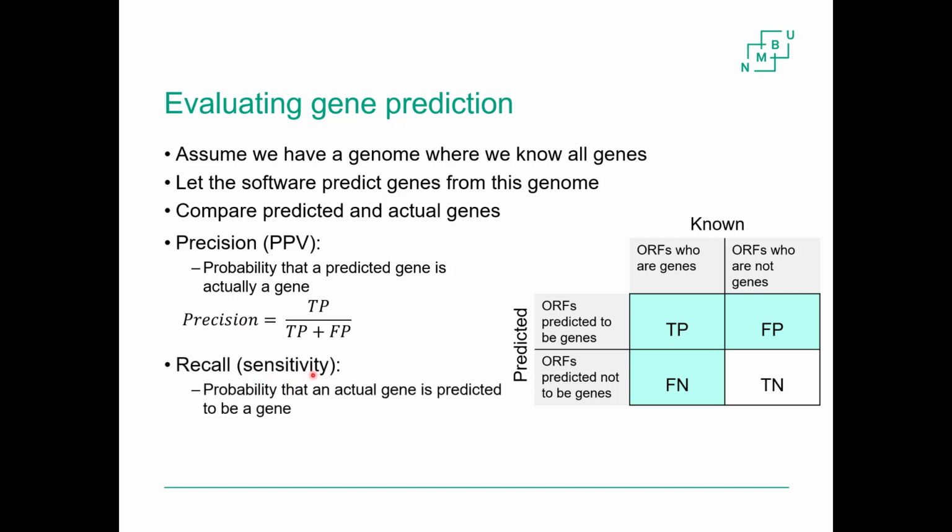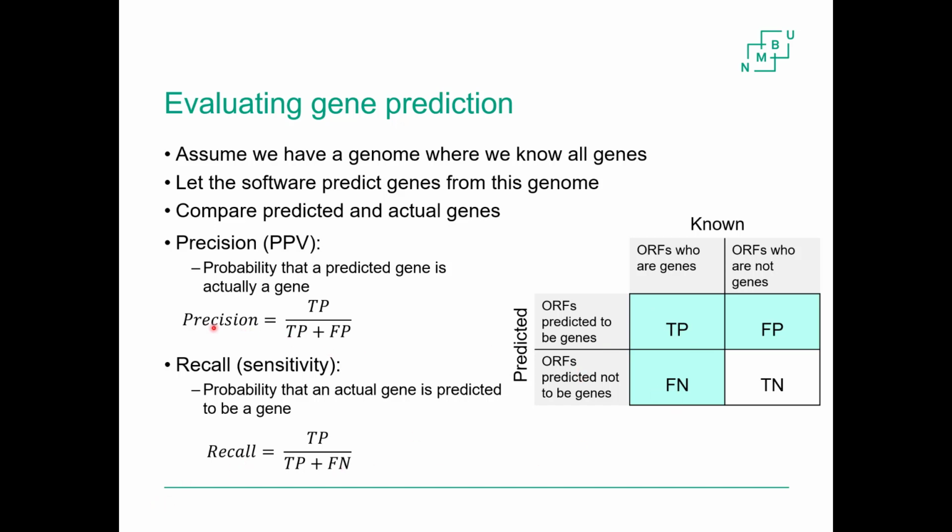The recall or sensitivity is slightly different. It is the probability that the actual gene is predicted to be a gene. And here is the formula for the recall. You can see the numerator is the same, but the denominator is different. So now we take this again and divide by the sum in these two cells instead. And that is the number of actual genes, right? And then the fraction of that is the recall or sensitivity.